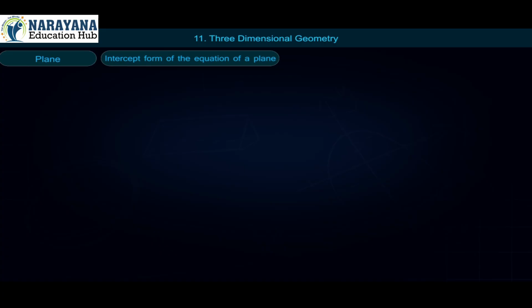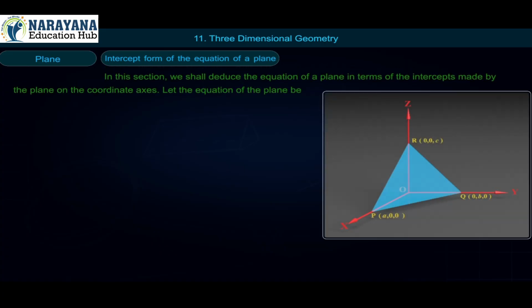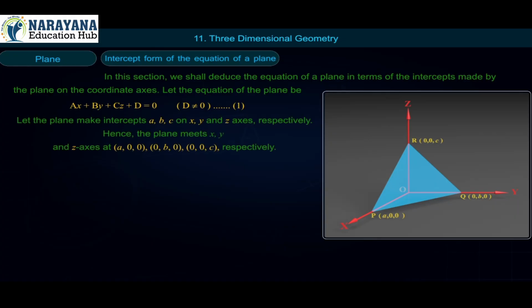Intercept form of the equation of a plane. In this section, we shall deduce the equation of a plane in terms of the intercepts made by the plane on the coordinate axis. Let the equation of the plane be ax + by + cz + d = 0, where d is not equal to 0, equation 1. Let the plane make intercepts a, b, c on x, y and z axis respectively.